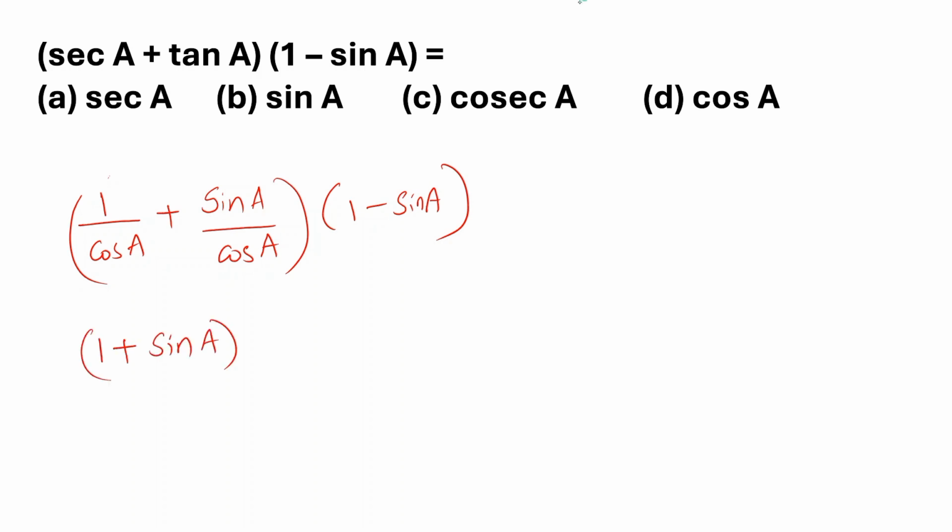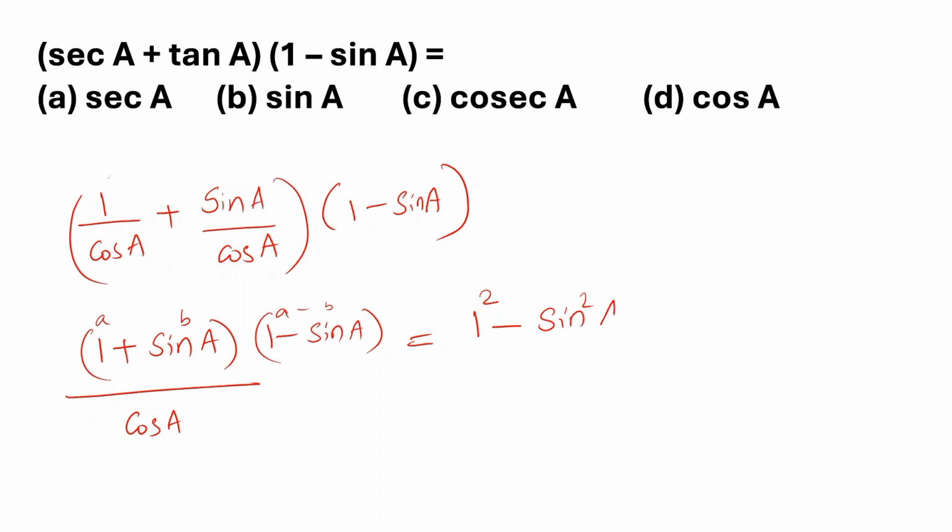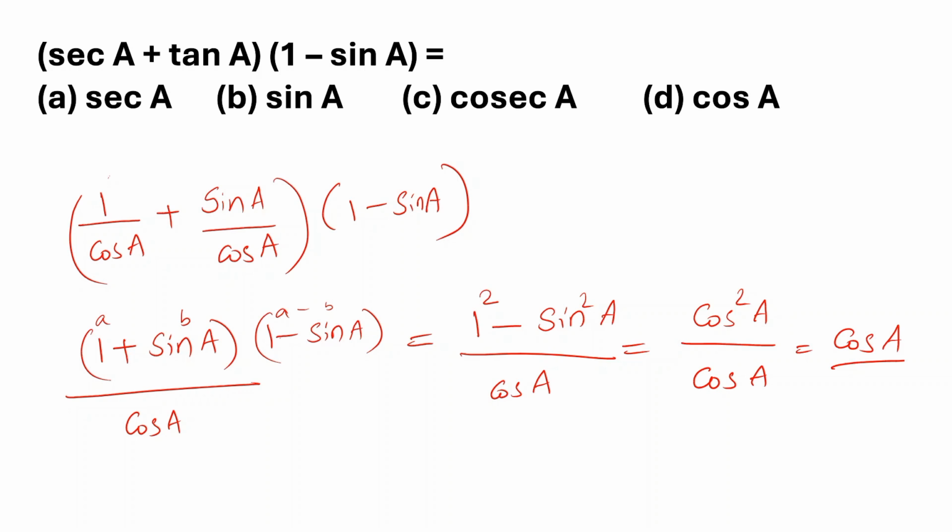So we can just write like this. 1 plus sin a divided by cos a times 1 minus sin a, like a plus b times a minus b. So a square minus b square, 1 square minus sine square a divided by cos a. 1 minus sine square a is cos square a by cos a, that is cos a. One cos a got cancelled, cos a is the answer. Option D.